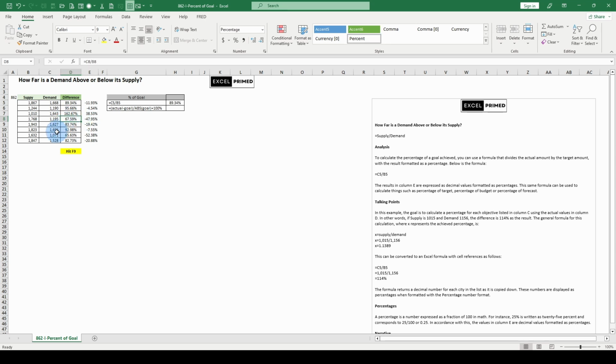I don't want to see a 67.59 difference. I want to see demand has outstripped supply by, right here, 38%, not 162.67%. That tells me nothing. If I have to explain this to someone, I'm sure as heck I'm not going to use this.